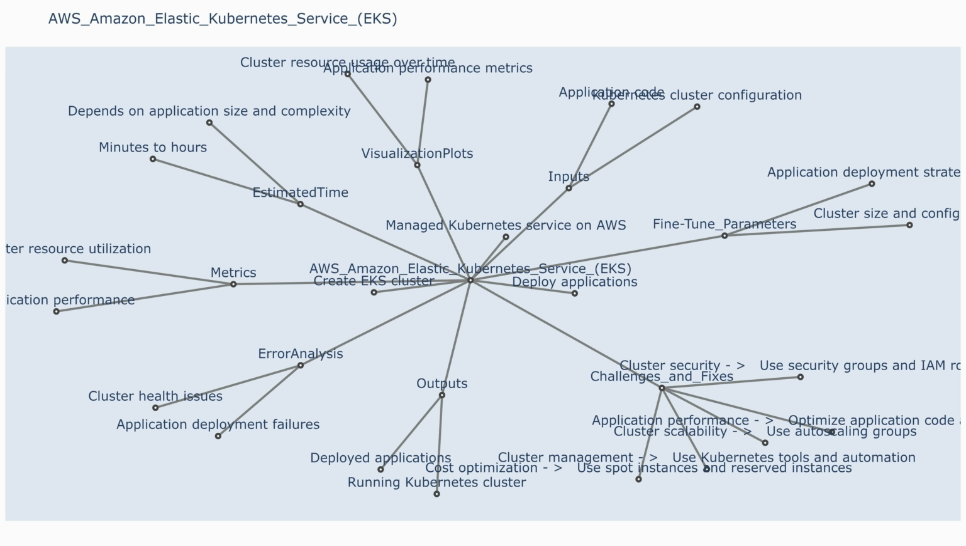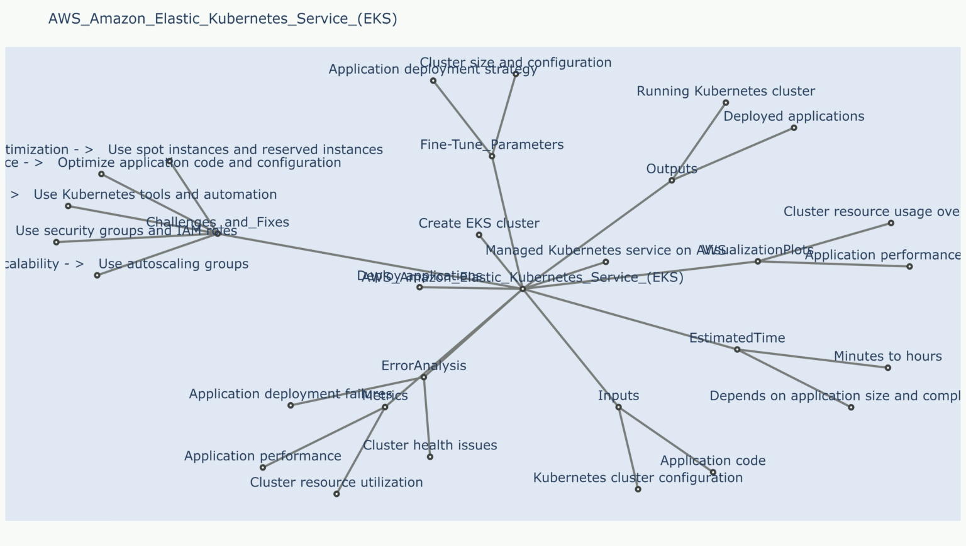Prerequisites for Amazon Elastic Kubernetes Service, EKS. 1. AWS account. Purpose: access to AWS services and resources.